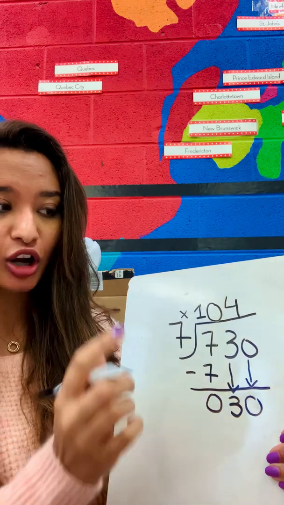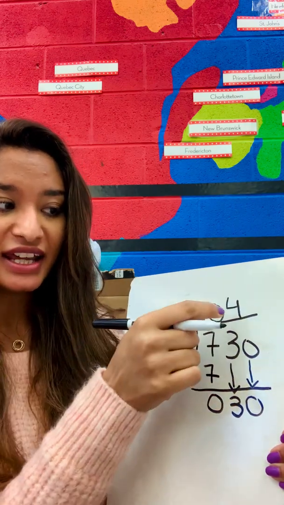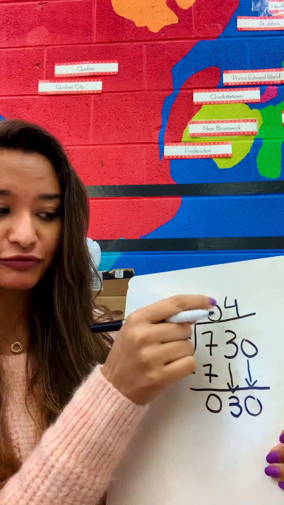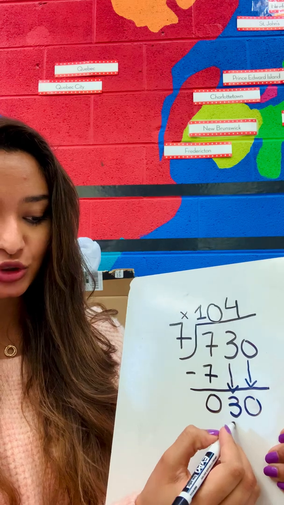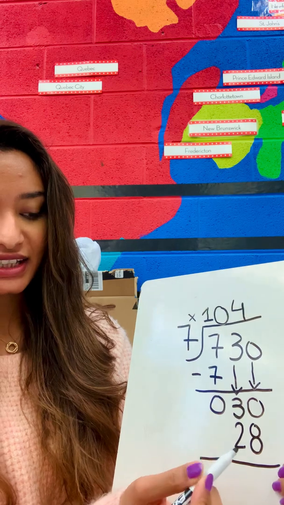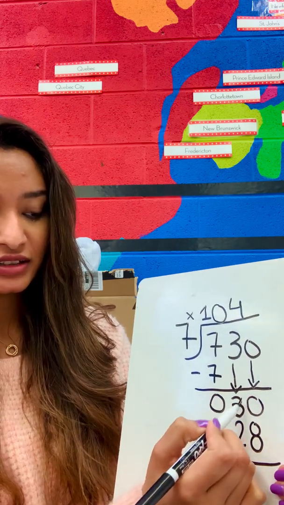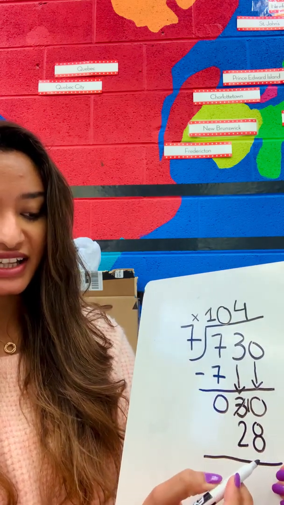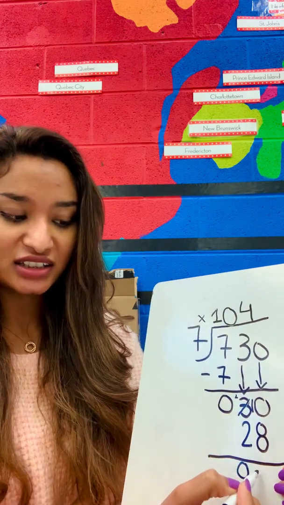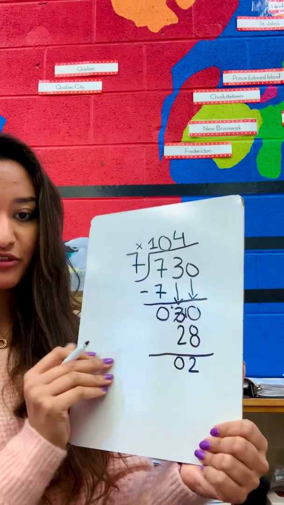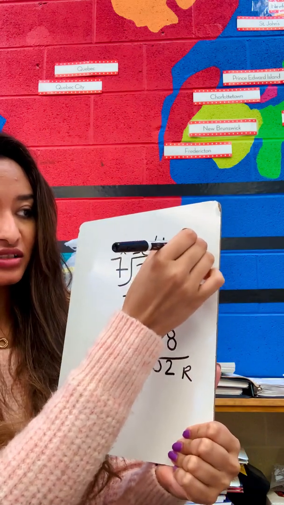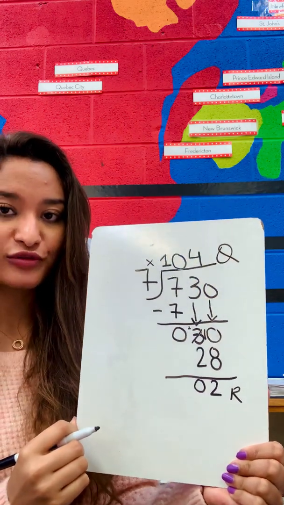So 4 goes at the top because that's the number of 7s I'm using. And then to get this number down here, I go back and multiply 4 times 7 gives me 28, right? Then I go ahead and subtract. So I borrow, this becomes a 10, this becomes a 2. I'm left with 0 here. 10 take away 8 gives me 2. My remainder is 2, and my quotient is 104.